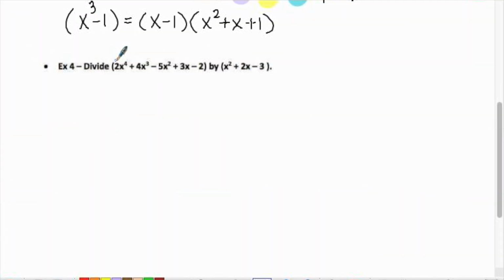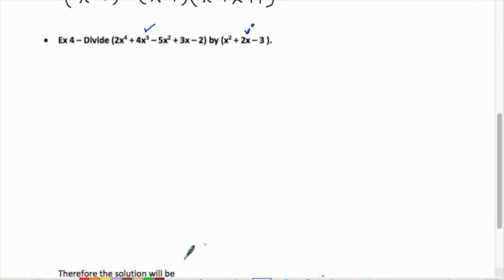Again, we want to check and see, are we missing any powers, and are we in descending order? So 4, 3, 2, 1, 0, we're good there. 2, 1, 0, we're good there. So that one checks off, check, and that one checks off. So then we're ready to go ahead and set up our division problem. So we have 2x to the fourth plus 4x to the third minus 5x squared plus 3x minus 2.